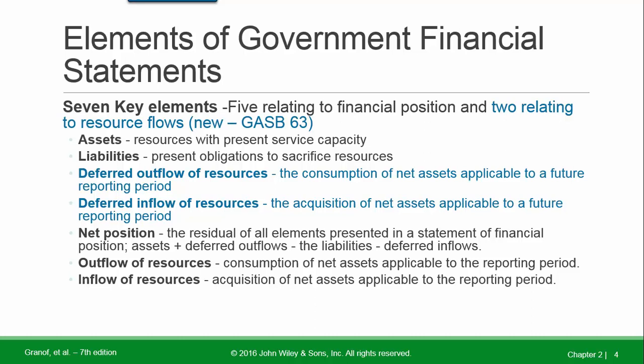Assets, liabilities, we're comfortable with those terms. The 2 new terms from GASB Statement 63: deferred outflow of resources, the consumption of net assets applicable to a future reporting period. Deferred inflow of resources, the acquisition of net assets applicable to a future reporting period. So we're tying together the deferred with future.